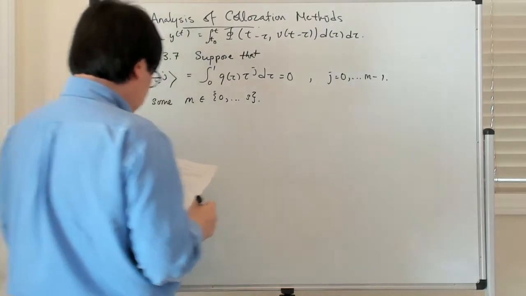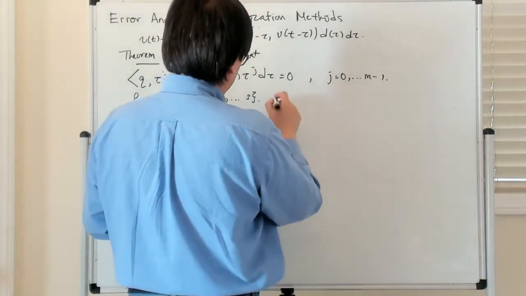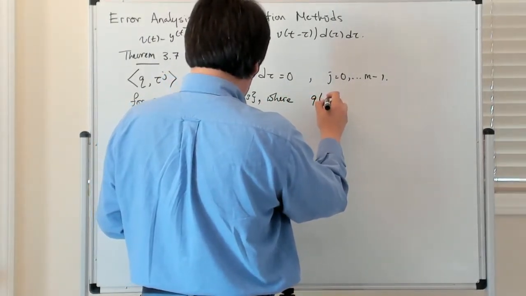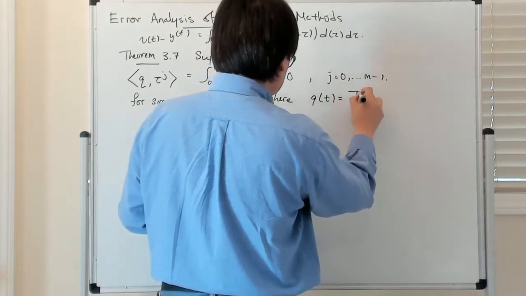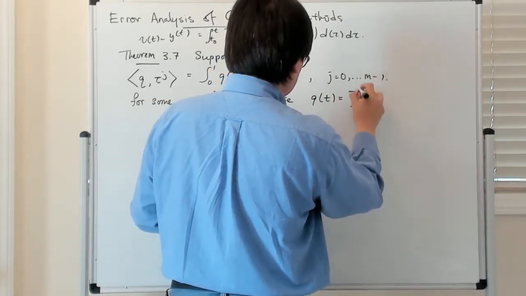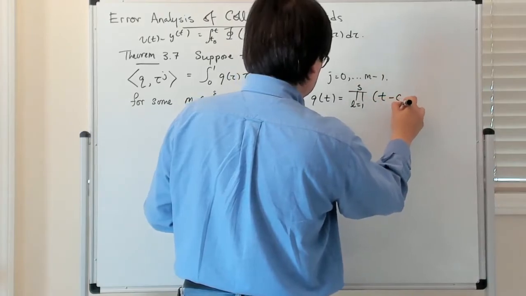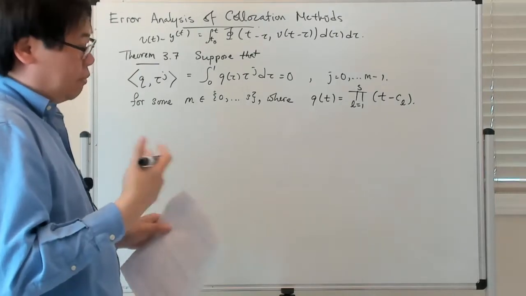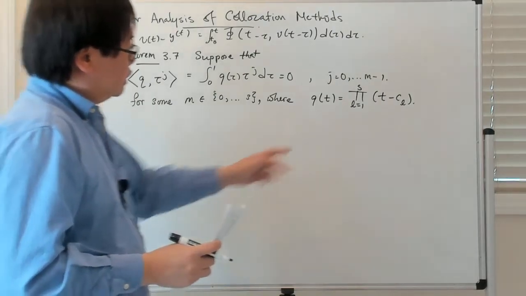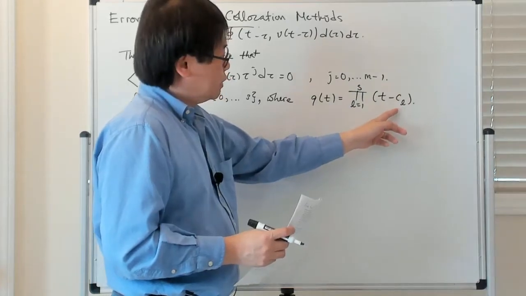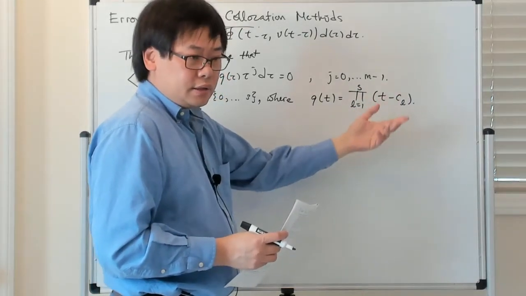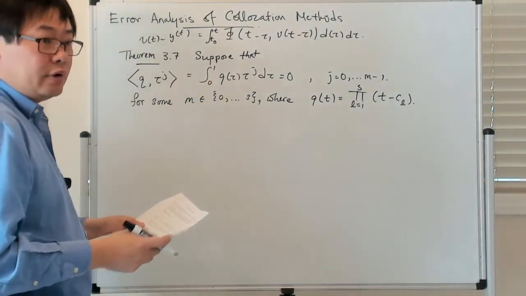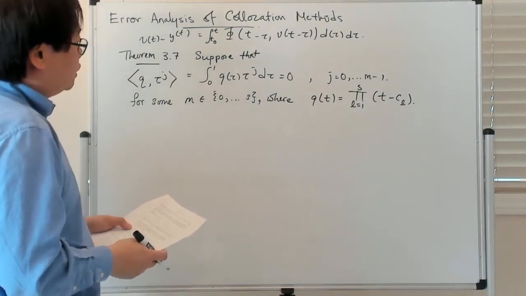where this polynomial q of t is just a product from L equals 1 to S of T minus CL. So it's basically a polynomial, which involves multiplying linear terms which have roots at the collocation points. Okay. And again, we saw something like this when we were looking at the error analysis of Gauss quadrature rules.